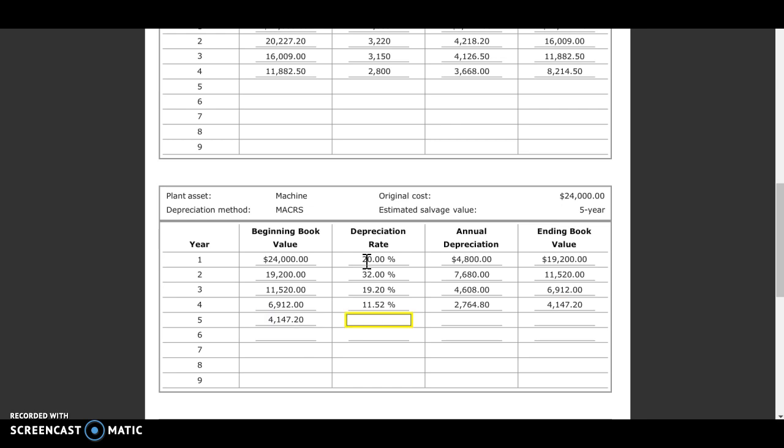Year 5 depreciation rate is going to be the same as year 4, so 11.52%. Because it's the same percent, it's going to be the same amount of depreciation too. So I'm just going to copy that from year 4. My ending book value will be $1,382.40. And year 6 depreciation rate is 5.76. And depreciation then will be $1,382.40, which will just give us $0 for our ending book value.